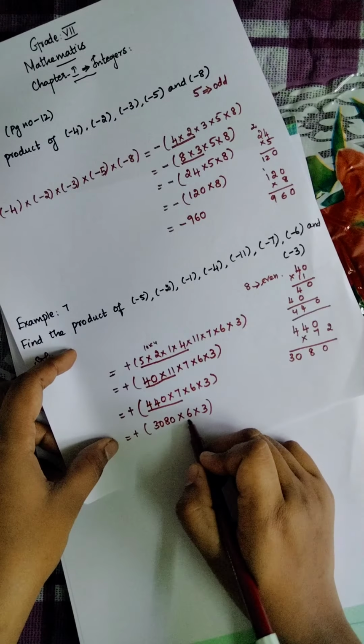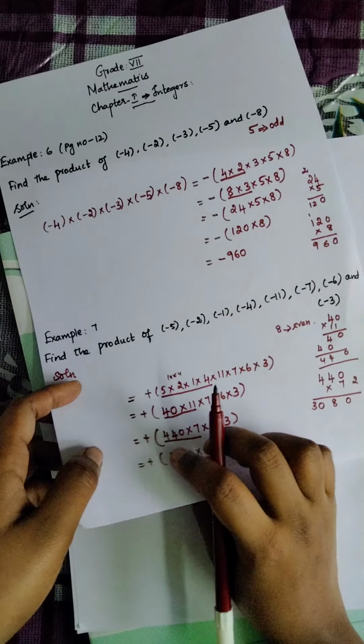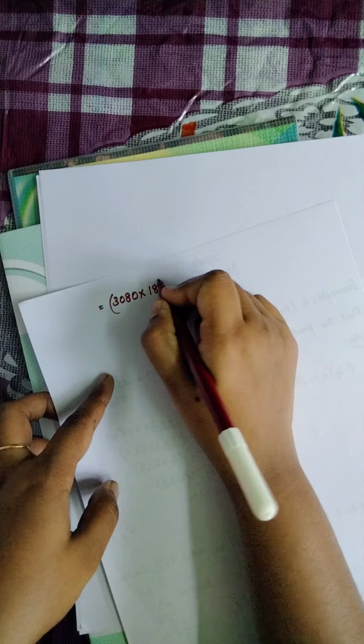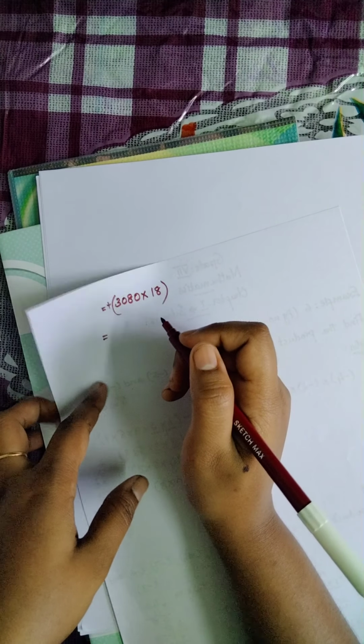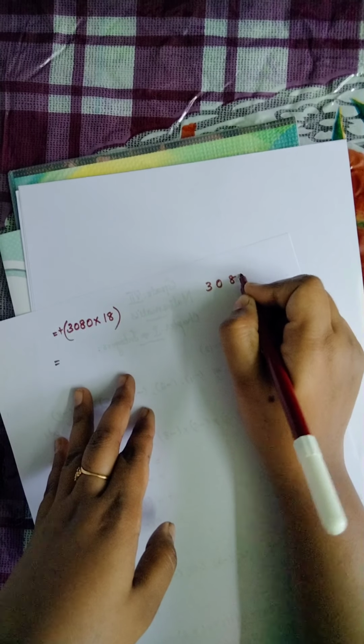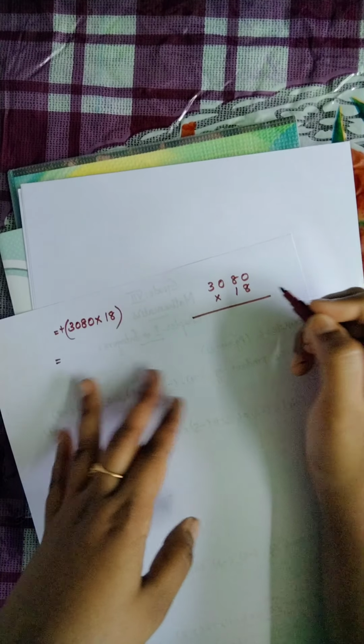3080 into, next I have multiplied these two numbers. What is 6 into 3? 6 threes are 18. So 3080 into 18. Now multiply this. You all know multiplication.